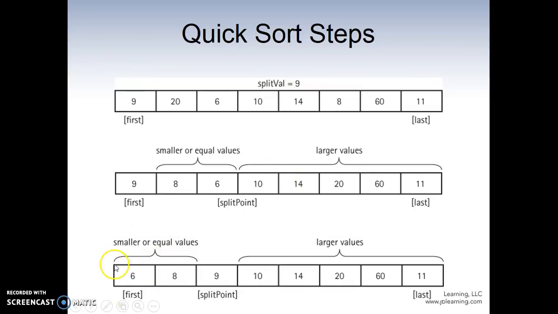Now we get the pile that's smaller than or equal to the split value or split point, and we get a pile that's larger than the split point. And we do it again, right? Keep doing it with the same 6 and 8. Then 6 is the first, right? Then it's already sorted. We're not going to do anything more, since the size is less than 2, right? And we do it again with this part.